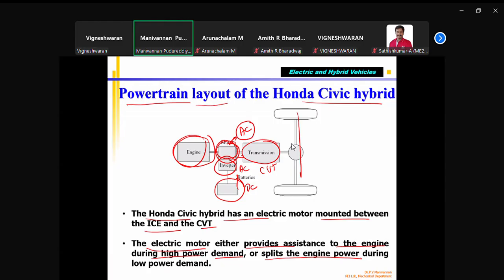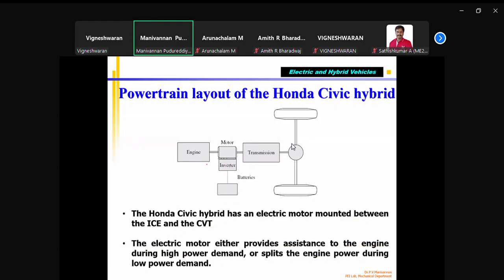So that means when power is needed, what it is saying is the engine produces torque TE, the electric motor also produces TM. Both can be added and given to this CVT and the vehicle. That means when you are at full throttle, you want to go to full speed, maximum speed, correct? At that time the engine torque alone is not sufficient. Then the motor torque will be combined and both will be driving the vehicle.